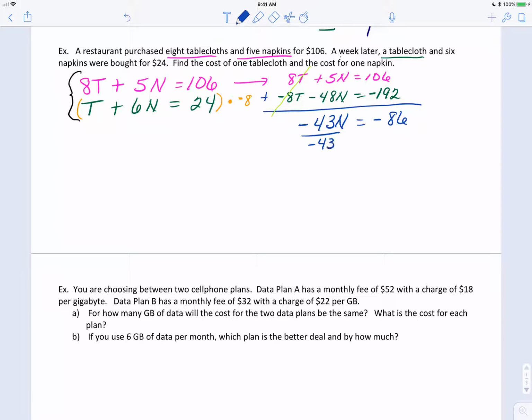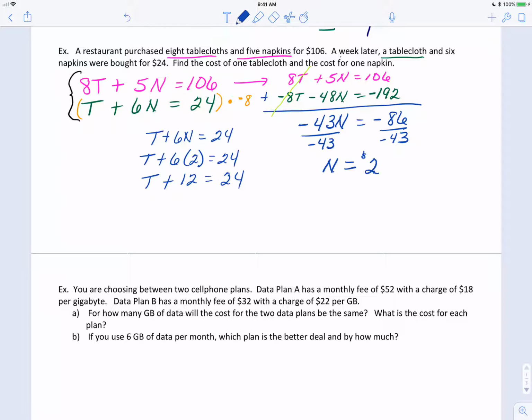Now divide by 43. Each napkin costs $2. Okay, so we're talking money here, right? So each napkin was $2. So let's go see how much each tablecloth is now. Let's take the easy equation. So tablecloths plus 6n is equal to 24. So t plus 6 times n, which is 2, is equal to 24. So t plus 12 is equal to 24. Subtract 12 from both sides, so t is 12.